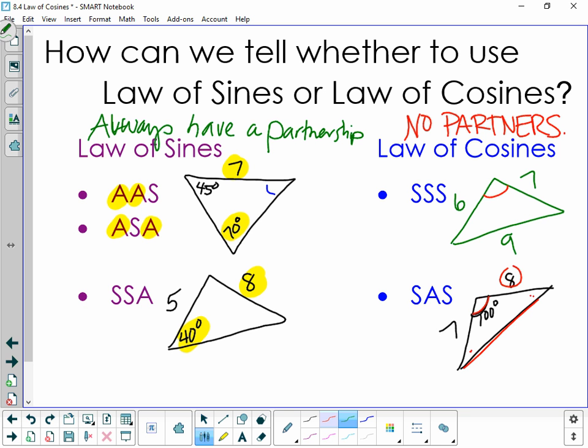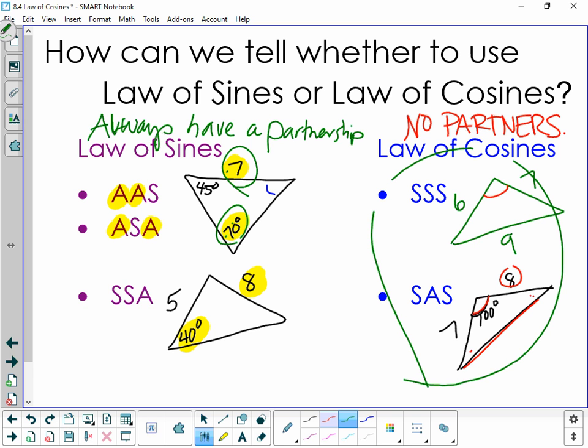And on your homework, there'll be sections where your job is just to look and see which case you would use. Would you use the law of sines or would you use the law of cosines? And for me, this is not about memorizing angle, angle, side, or any sort of list of S's and A's. It's about looking at your situation and being able to tell if you have these partnerships that will help you find unknown things, or if you don't have a partner to help, so you have to use the law of cosines.